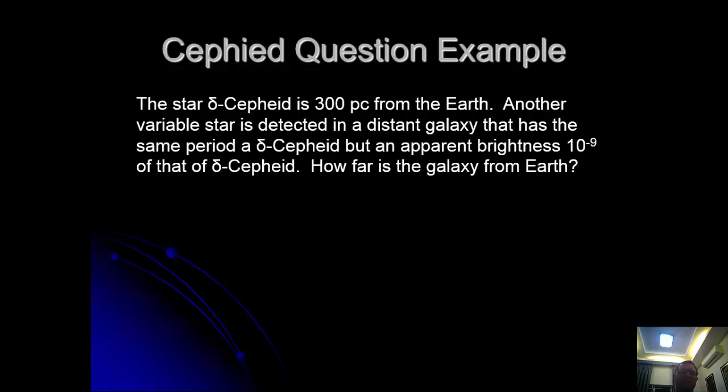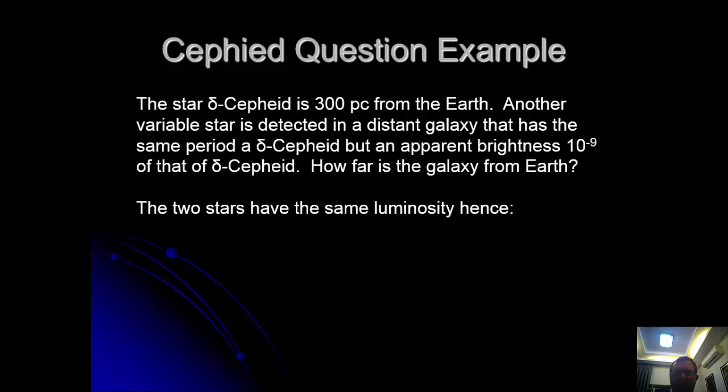So, a Cepheid question example. The star delta Cephei is 300 parsecs away from Earth. Another variable star is detected in a distant galaxy that has the same period as delta Cephei, but an apparent brightness of 10 to the minus 9 of delta Cephei. How far away is the galaxy? Okay, so we've got lots of information there. We've got the distance of 300 parsecs of delta Cephei, which we know. We know that it has the same period, so therefore we know it must have the same luminosity. So how far away is the galaxy?